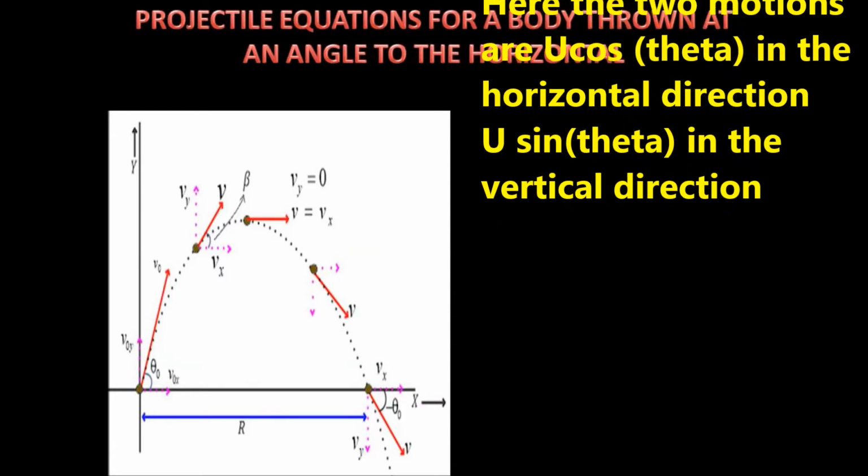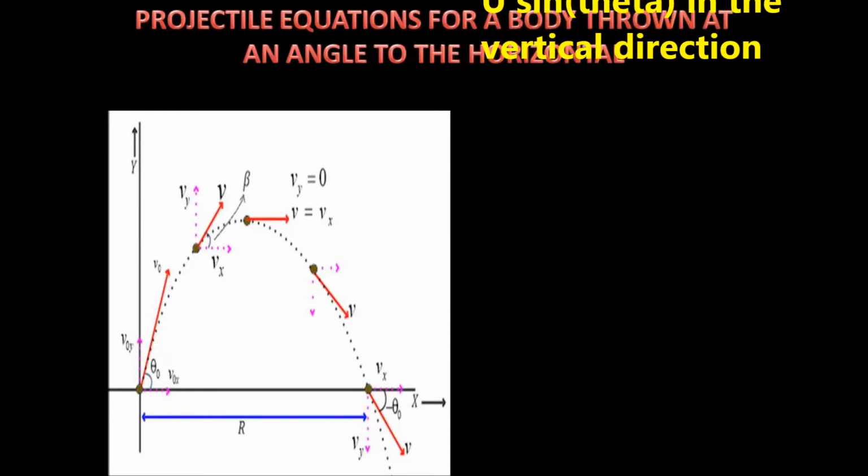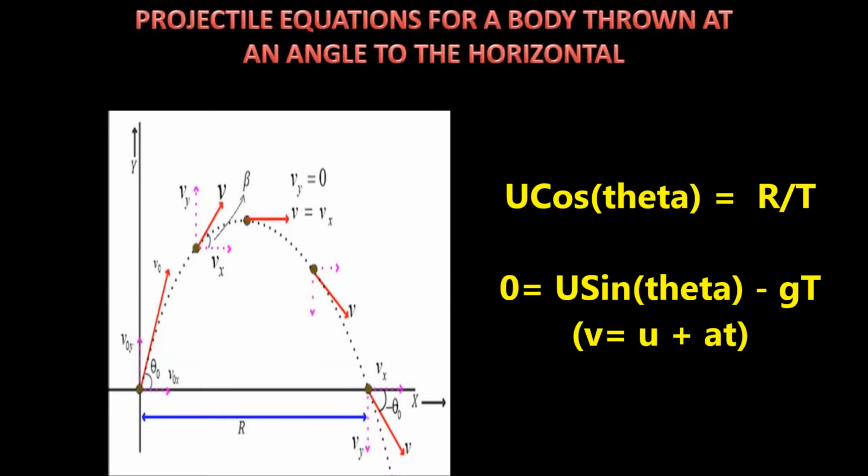We have already seen that if we want to resolve a vector into two rectangular components, it is a cos theta in the horizontal direction and a sin theta in the vertical direction. U is two-dimensional and has an angle to the horizontal, as you can see. So u cos theta in the horizontal direction and u sin theta in the vertical direction: it can be resolved into two motions like that.